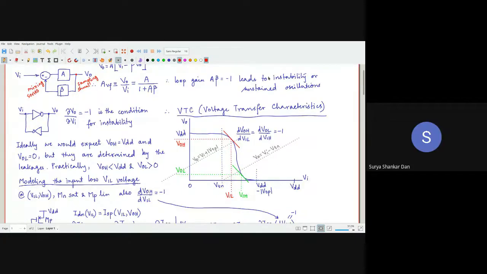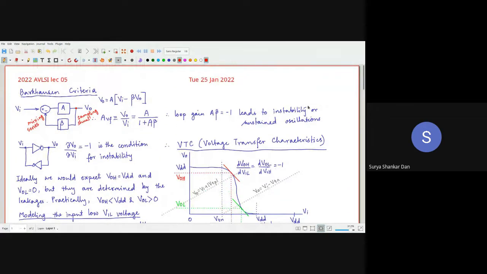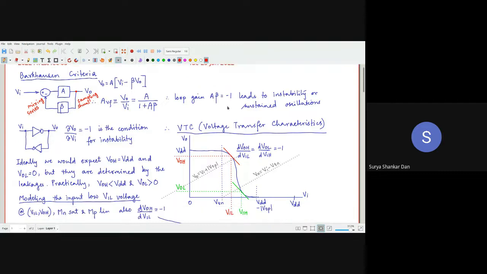Very nice. So now what we have understood is that the Barkhausen criterion says that for sustained oscillations, or for the condition of instability, A beta equals minus one. Very simple. That's all we have understood very clearly.